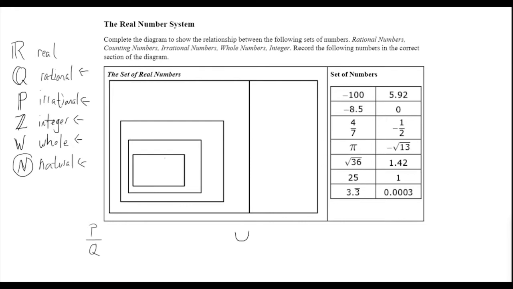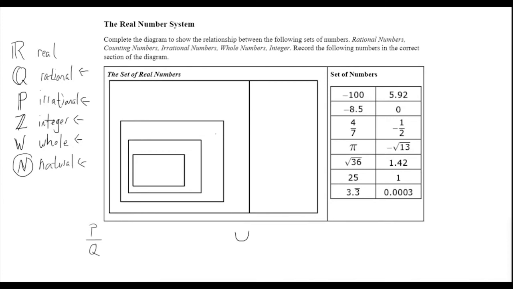One number can belong to multiple sets. For instance, the integer 1 belongs to the natural numbers, the whole numbers, the integers, and the rationals, as well as the real numbers themselves. To understand the relationship between the sets, let's complete this diagram. Starting from the outside, real numbers is already filled in with the full box here.